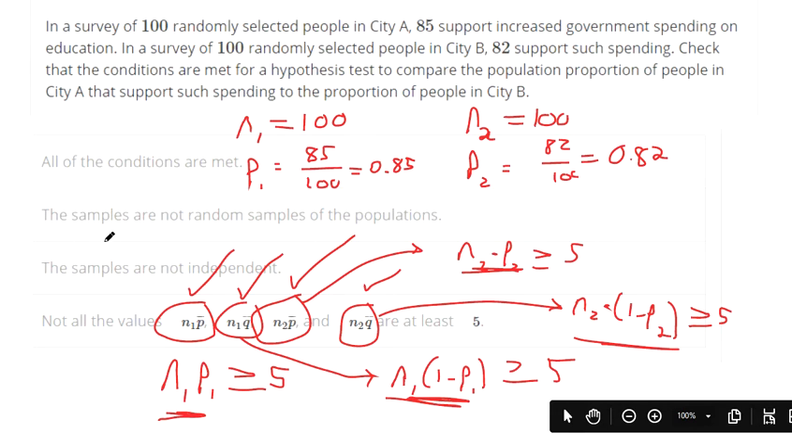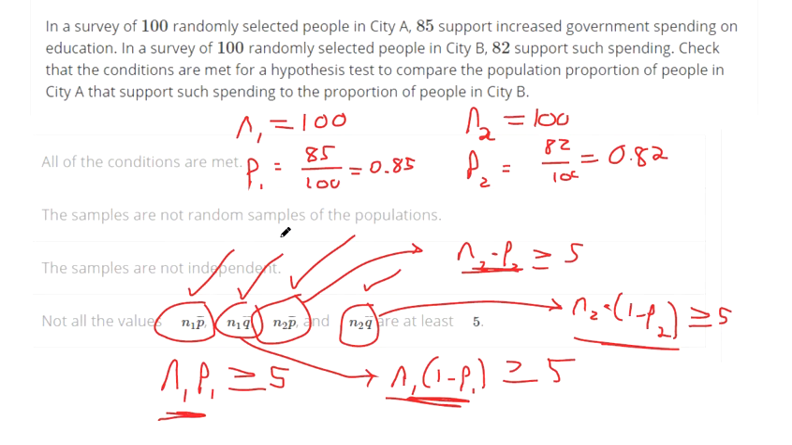Okay, let's check the other conditions. The samples are not random samples of the populations. They said randomly select people in city A, randomly selected people in city B, so we're going to assume that they're all random. And the samples are not independent. They're from 2 different cities. They haven't given us any reason to think one sample was dependent on the other. So we're going to go with all conditions are met.